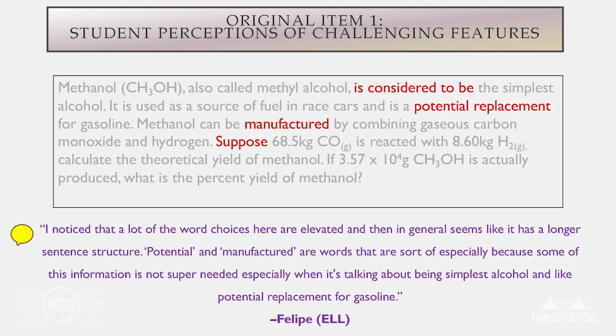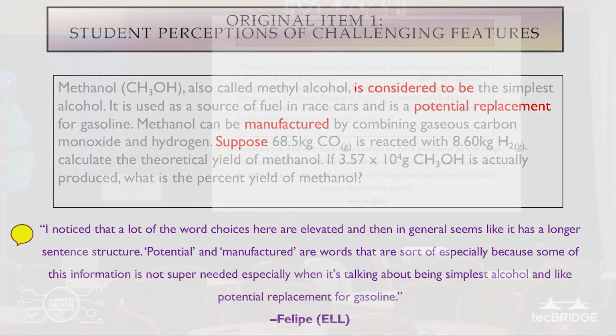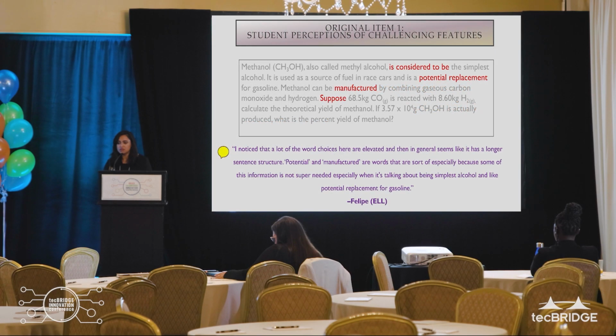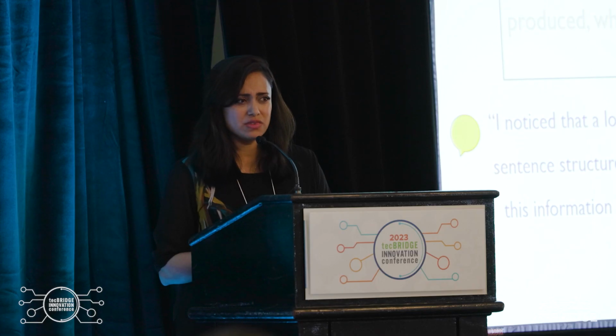Readability was also one of the things they found difficult. So there are words in this question that make it unnecessarily longer and complicated. Considered to be, potential replacement, manufactured, suppose. We understand these words. However, students recognize that these are sort of elevated words and they're not necessarily needed. They're not specifically chemistry vocabulary that had to be used to understand the question.